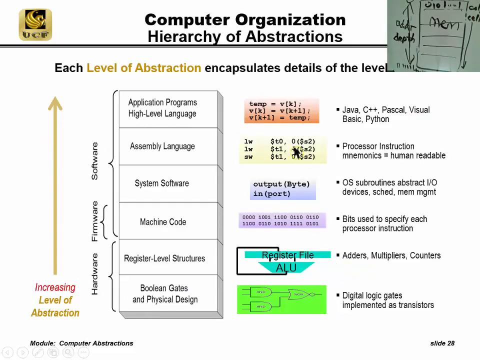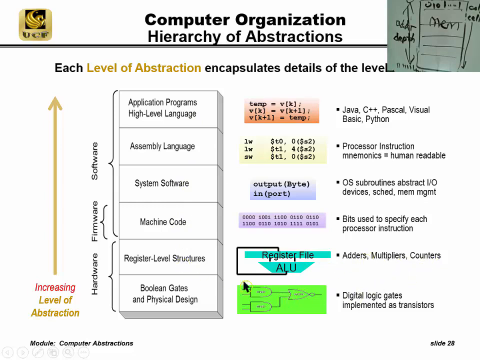So here we see a nice abstraction. I wrote this in pen myself, but now we see a little bit more detail. I assembled this from a couple different slides, but this shows our abstraction increasing as we go up. So we say that application level programs, high level programs, are most abstract. And Boolean gates, physical design, actually there's transistors below this, are the least abstract, okay? But we can see the different layers, and we go from application, assembly, system software, machine code, register level structures, okay, like adders, multipliers, counters.